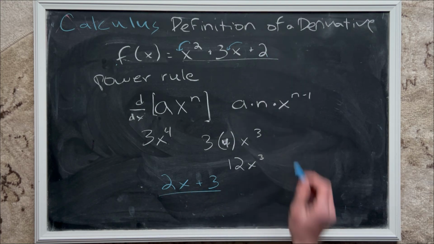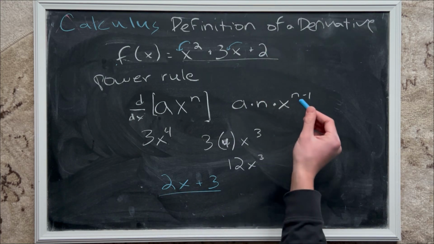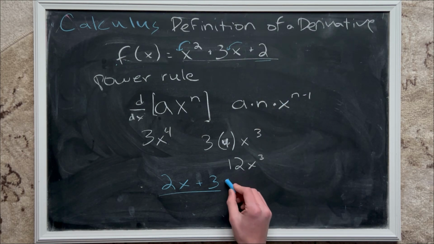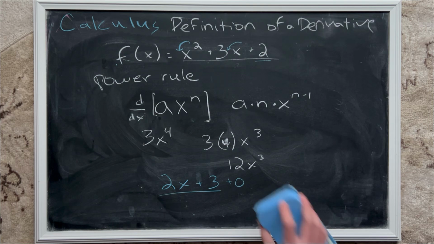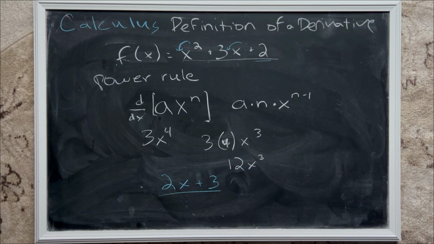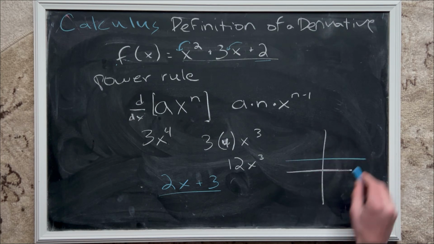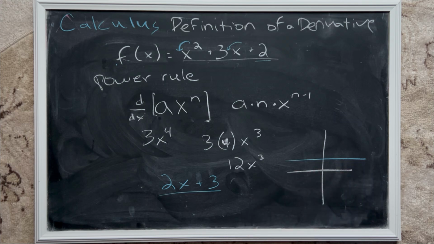And the derivative of a constant is 0. So we could just have the 0 here, but that doesn't mean anything. Derivative of a constant is always 0. Because if I had a graph of a constant, let's say y equals 2, there is no change in here. It's always 2. There's no rate of change.